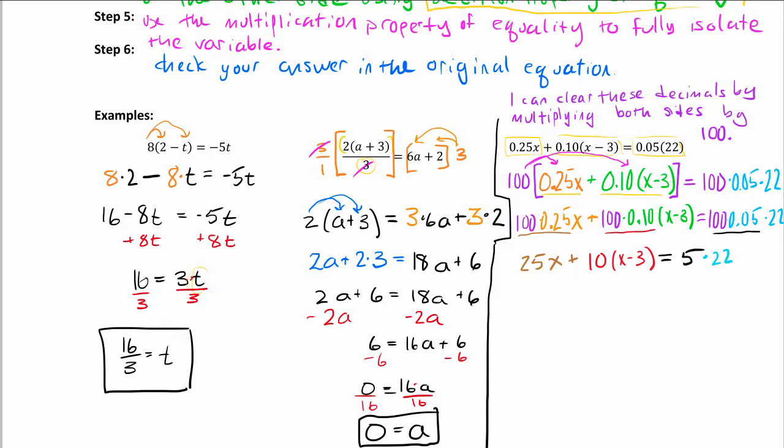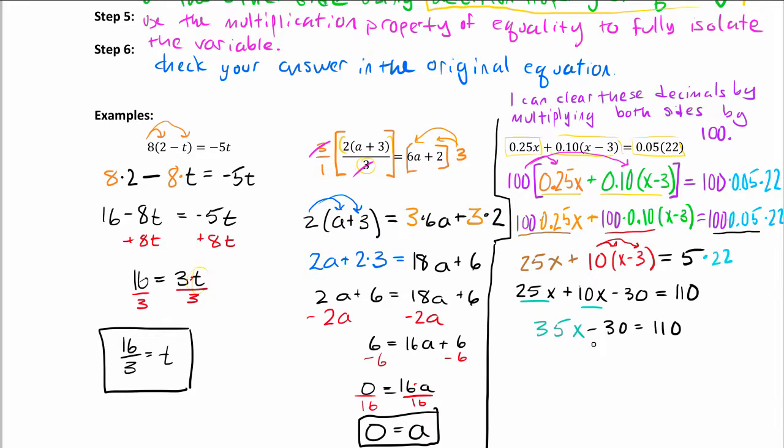And now I'm doing pretty well. I just have this little bit of distribution to do, and I end up with 25x plus 10x minus 30 equals 5 times 22, which is 110. Now, this hasn't been the case in some of the previous problems, but I do have some like terms I need to combine here. 25x and 10x, so I have 35x minus 30 equals 110.